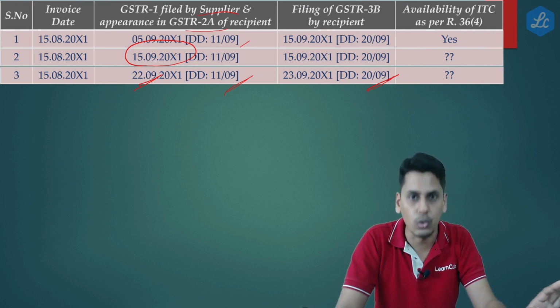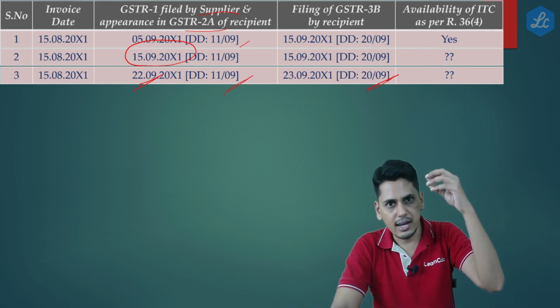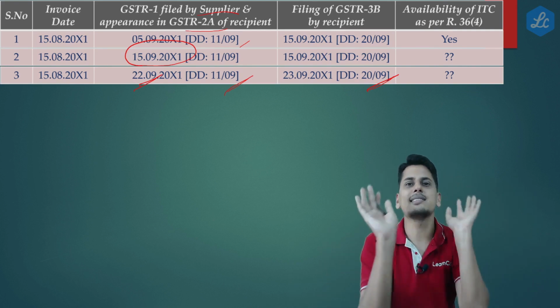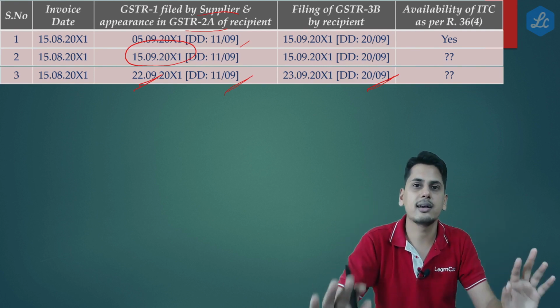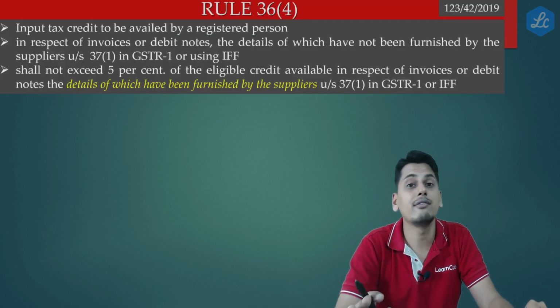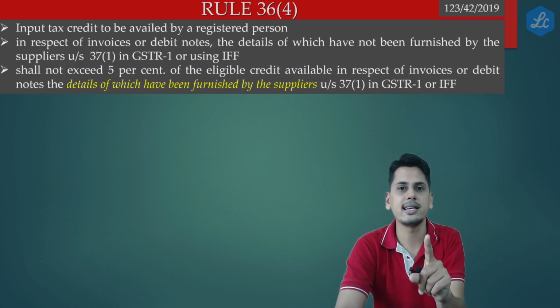If it is so, then whether the supplier is filing before the due date or after the due date, for me, whenever it is appearing in my GSTR2A, I will take the credit. Accordingly, I'll apply 36 sub rule 4. Let's have a look at the wordings of 36 sub rule 4. The question is very, very precise.